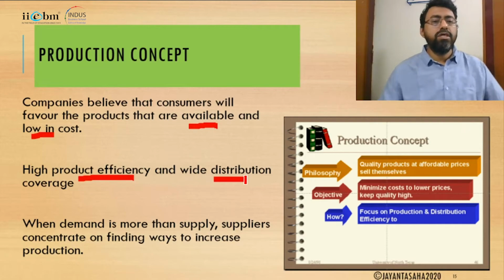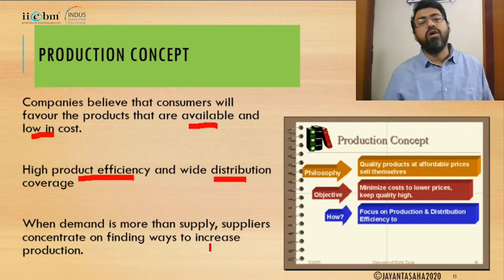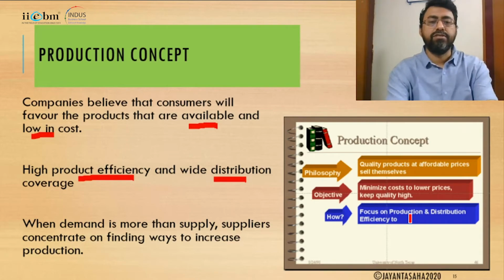So when demand is more than supply, that means it is a seller's market. Suppliers concentrate on finding ways to increase production. Okay, you have a lot of orders pending and you have to focus on production efficiencies. So here the philosophy is quality products at affordable prices. The objective is to minimize your costs and try to keep quality high by focusing on production and distribution efficiency. So this is what the production concept is all about.